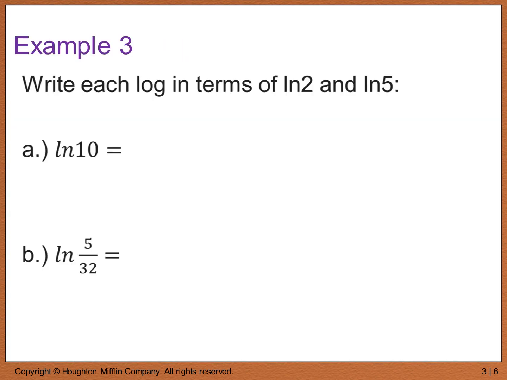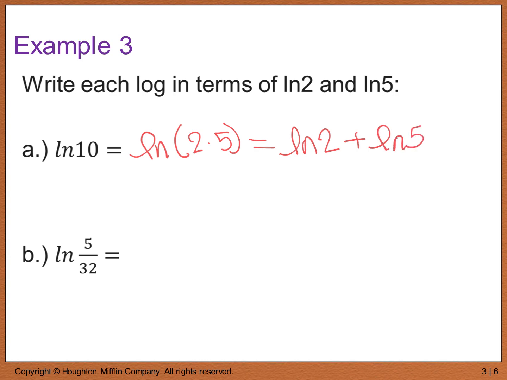So for our first example, it says write each log in terms of the natural log 2 and natural log 5. So for this one, I can go ahead and say the natural log of 2 times 5, because 2 times 5 will give me 10. So if I want to write this in terms of natural logs, I can turn this into the natural log of 2 plus the natural log of 5. And I can do that because of my product property of logs.